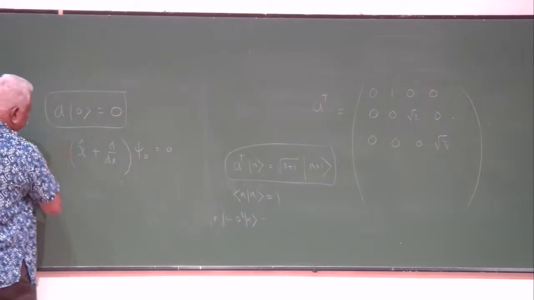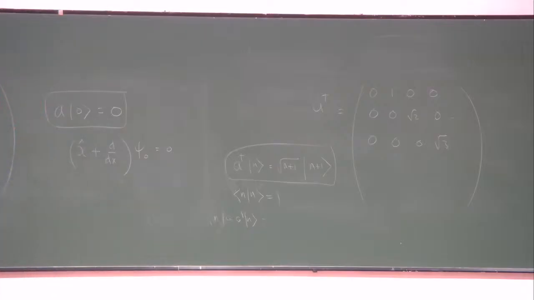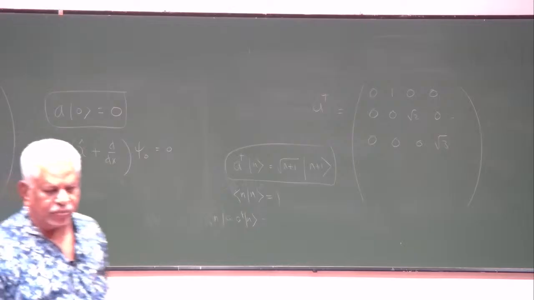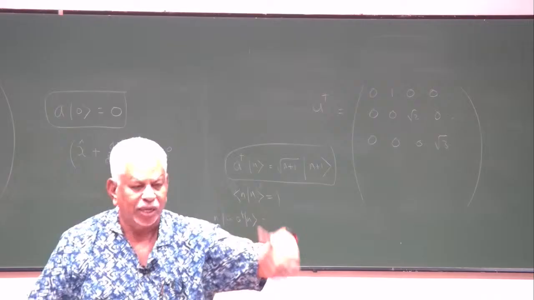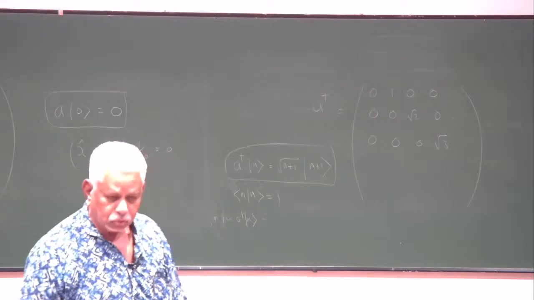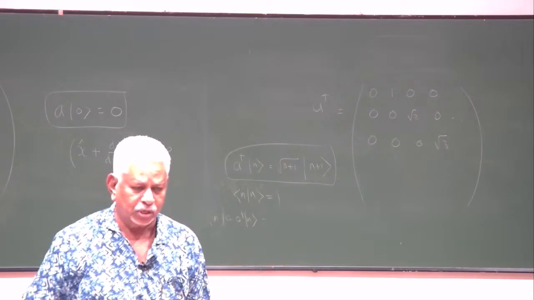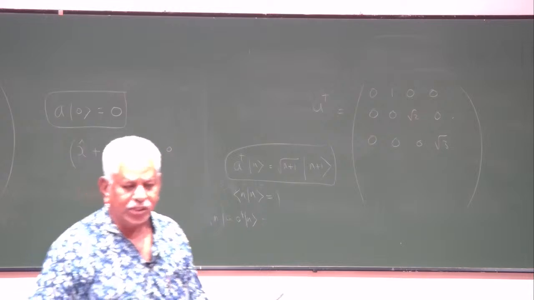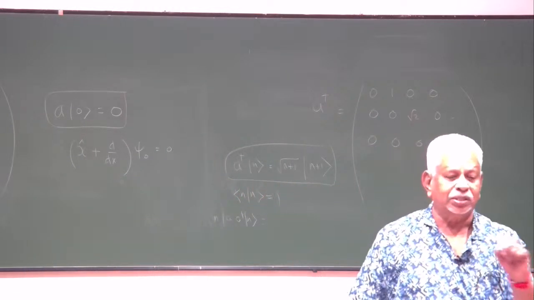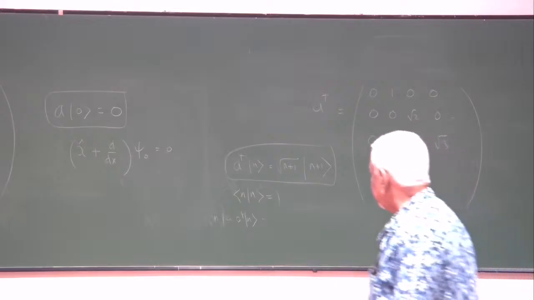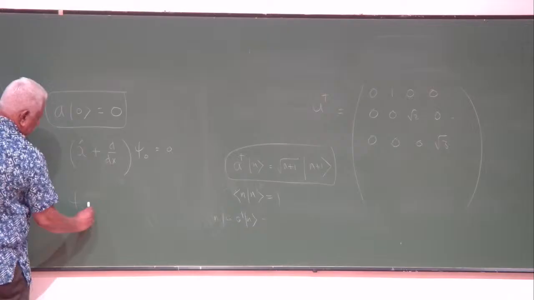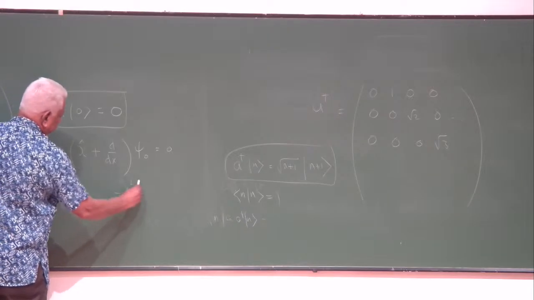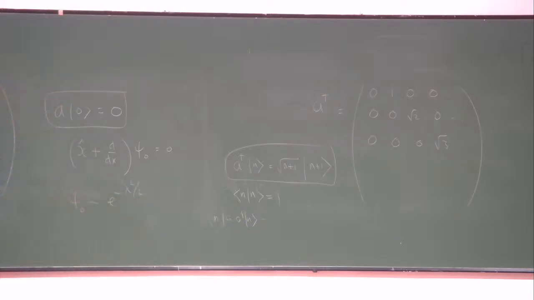You don't need this root 2 here. This is a simple differential equation. It will be x psi plus d psi by dx equal to 0, so d psi by dx is equal to minus x psi. That's all that equation. You solve it, answer is e power minus x square by 2. It's a Gaussian. The solution is psi naught equal to e power minus x square by 2, apart from normalization factors.